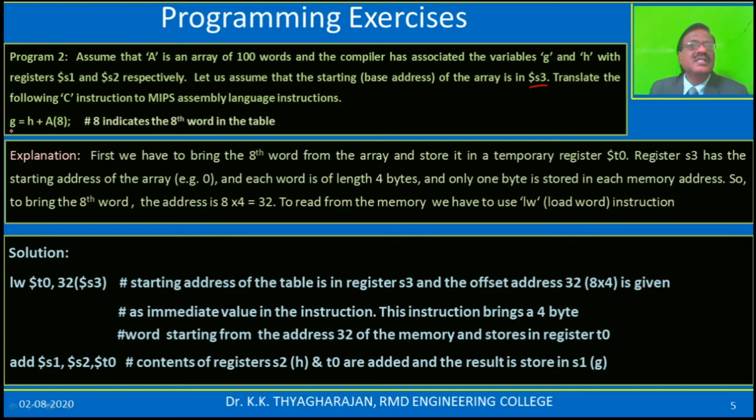The instruction is G is equal to H plus A of 8. So this represents an array. A is the name of the array. It is nothing but the base address of the array. So A is giving the base address. It is using the register $S3. So A is $S3 and 8 is what?